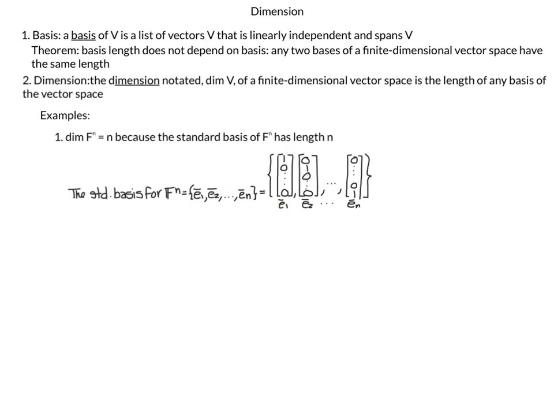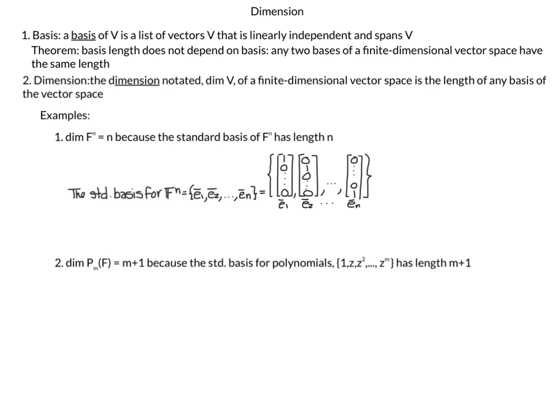e2 will have zeros everywhere except in the second coordinate, up to en, which is going to have zeros everywhere except the nth coordinate. And you can see then there are these n standard basis vectors that will span F^n. If it helps you, you can think of this as R^n, like R^3 or R^4. F just means instead of real numbers, you can have complex numbers as well.